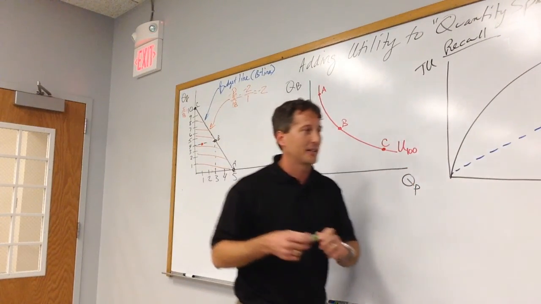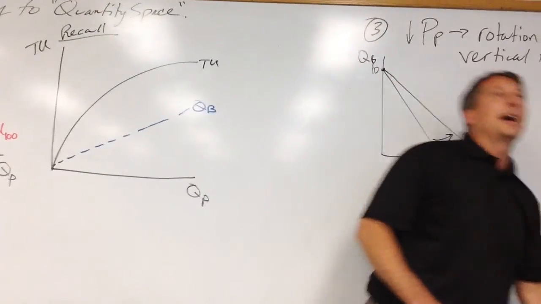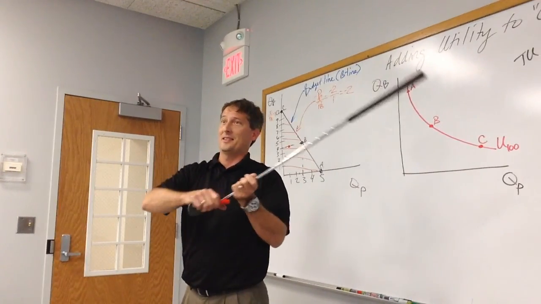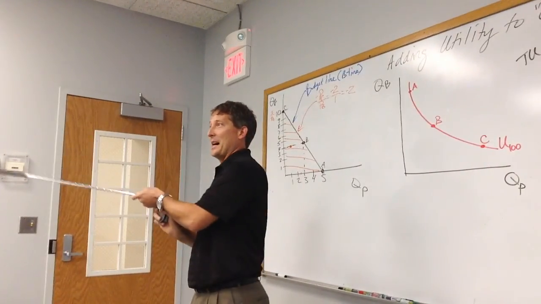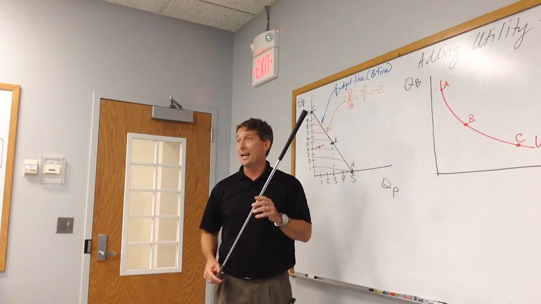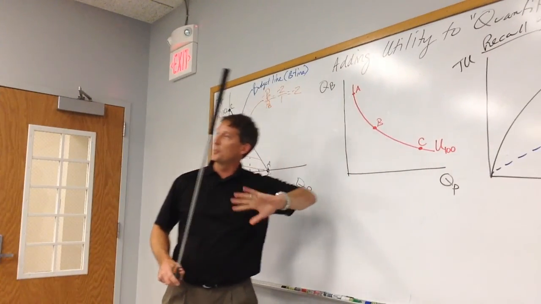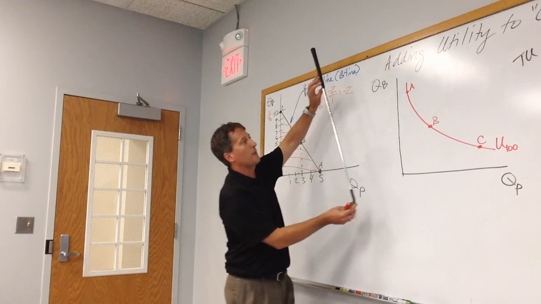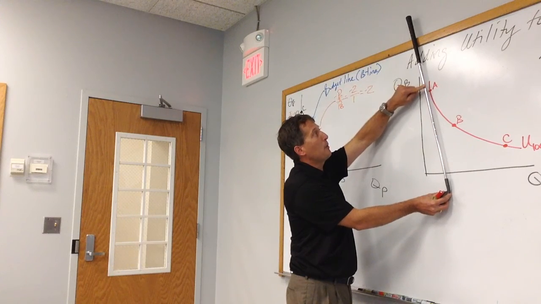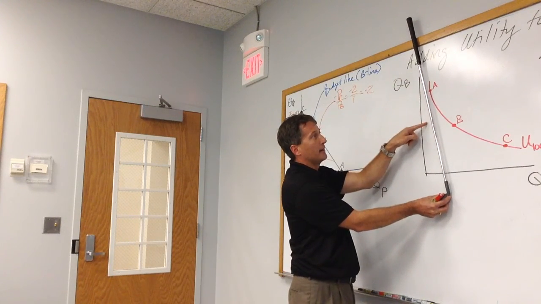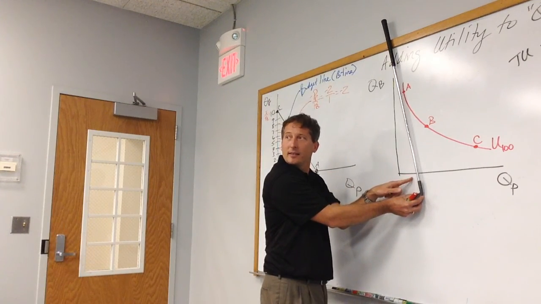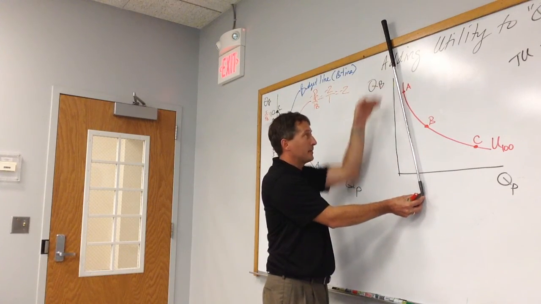Now we learned something about slopes of curves. How do we find slopes of curves? Rise over run of what? The tangent line, right? So at point A, we can look at the trade-offs that this consumer is willing to make between beer and pizza by finding the slope of the tangent line at point A. At point A, the consumer is willing to give up a whole bunch of beer to get a little bit of pizza. Because the first pizza tastes so good. And I've already got so much beer, I'll be willing to give up a whole bunch of it.